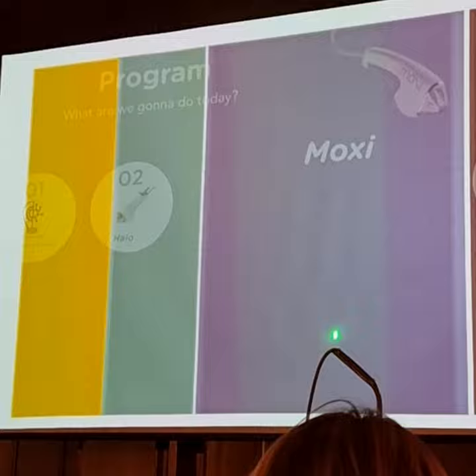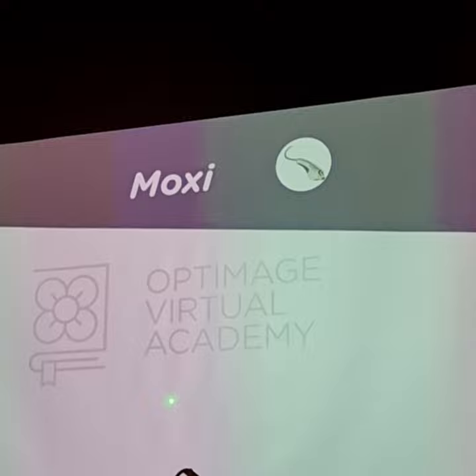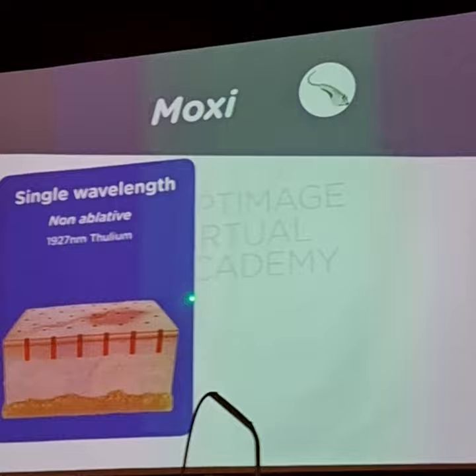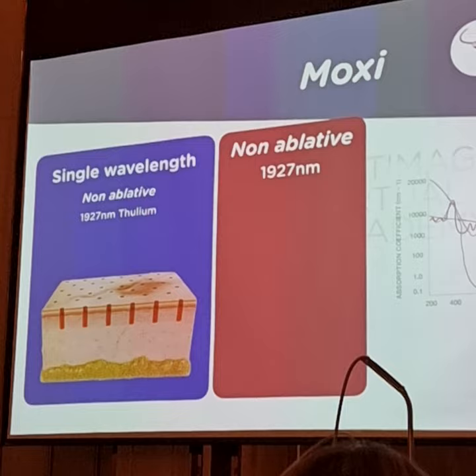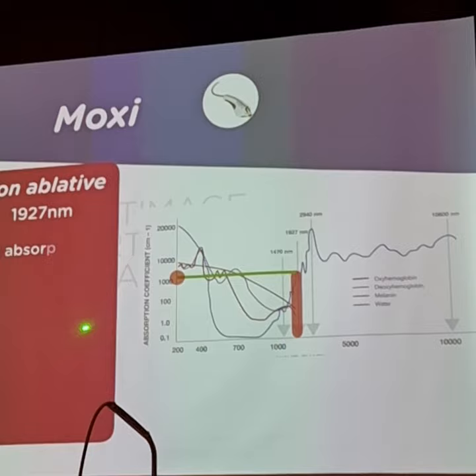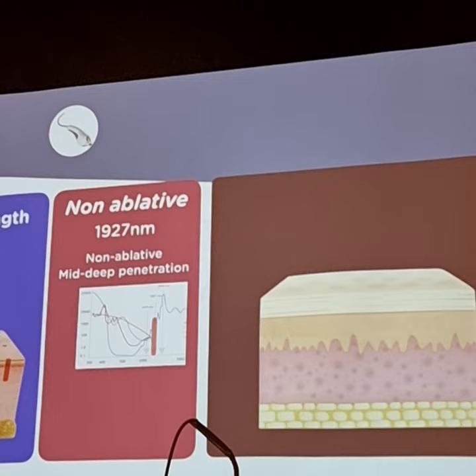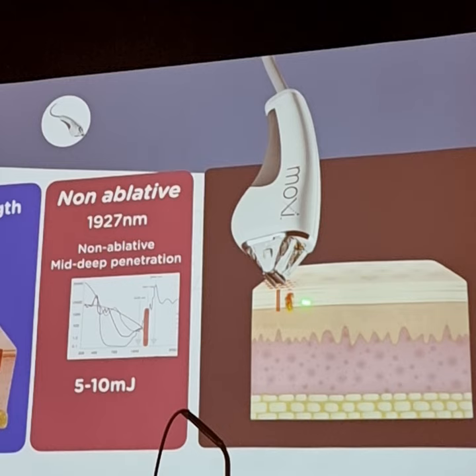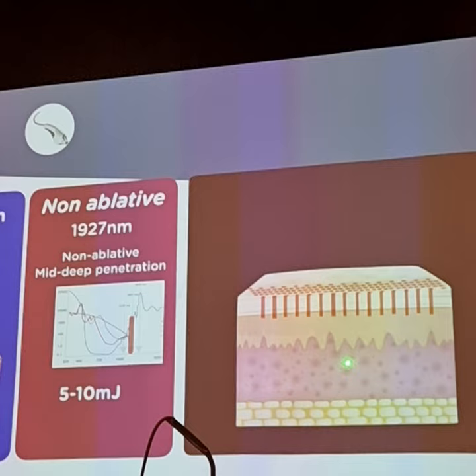again, remember it's a single wavelength laser, monochromatic, that just emits a 1927 thulium laser light. As we said before, we have mid absorption by water, that determines that we have a penetration of up to 250 microns of coagulation, sorry, not ablation. And how can we play here? We might work with low fluences, 5 to 10 millijoules, to get a low penetration, about 100 microns, probably, something like that.